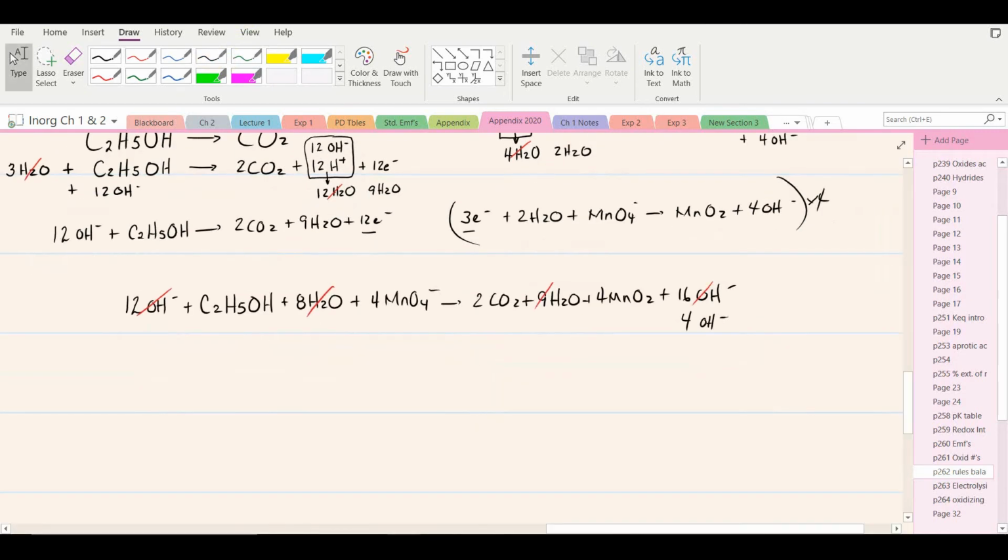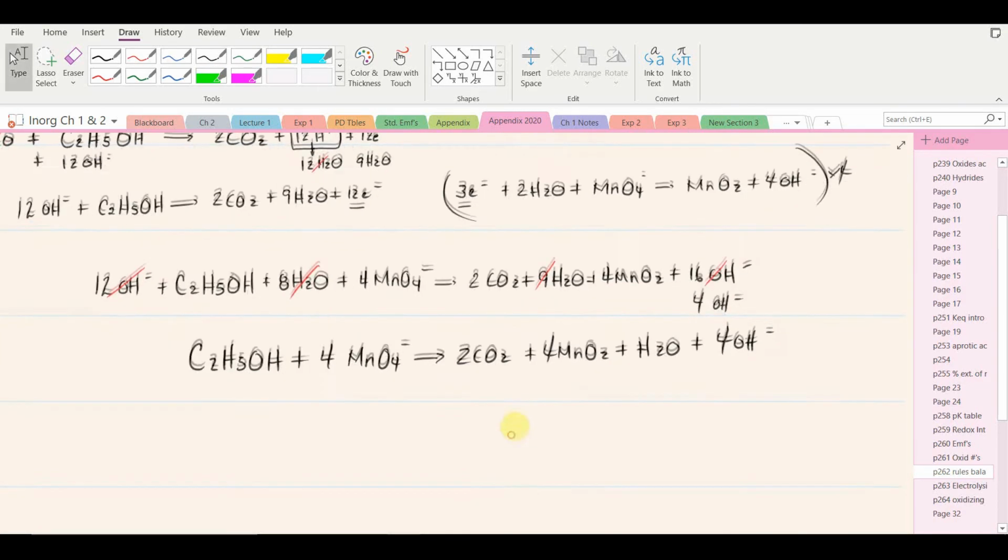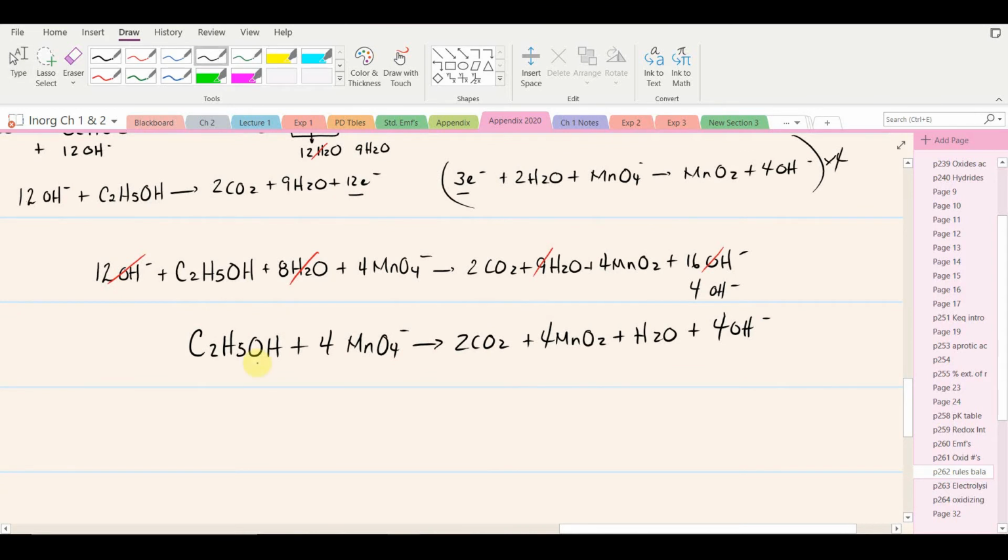I'm just going to rewrite this. Ethanol plus 4 permanganate ions goes to 2 CO2 plus 4 MnO2 plus H2O plus 4 hydroxides. So what this tells us is that if we want to oxidize ethanol with permanganate, we require 4 moles of permanganate for every 1 mole of ethanol.